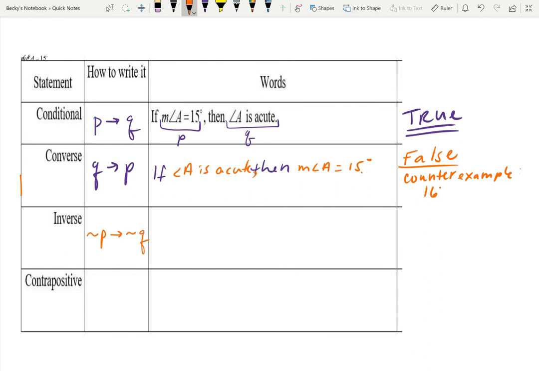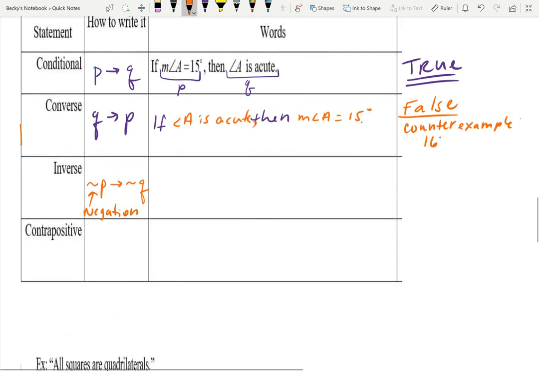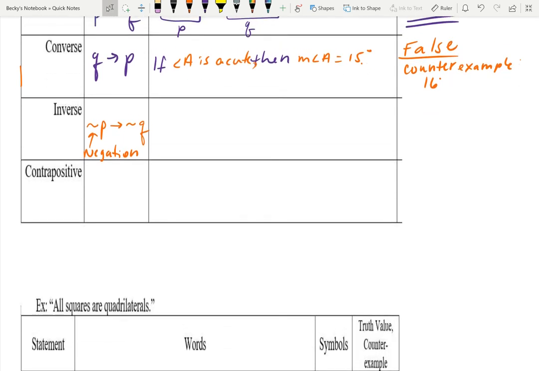The squiggly line means negation. So let's practice what a negation is. A negation is like the opposite of. So the opposite of P, okay, let's see what a P is. A P, I'm making this up. The sentence is, it's cold outside. So the negation would be, it's not cold outside. So it's the opposite, the not of the statement.